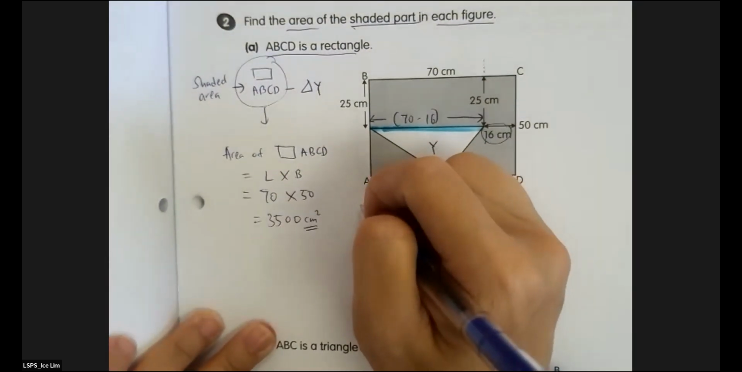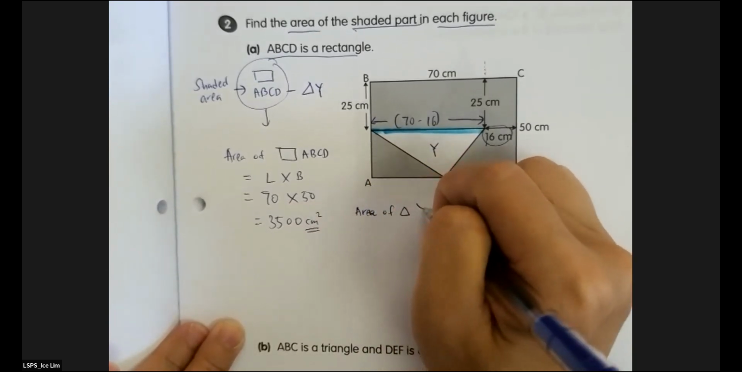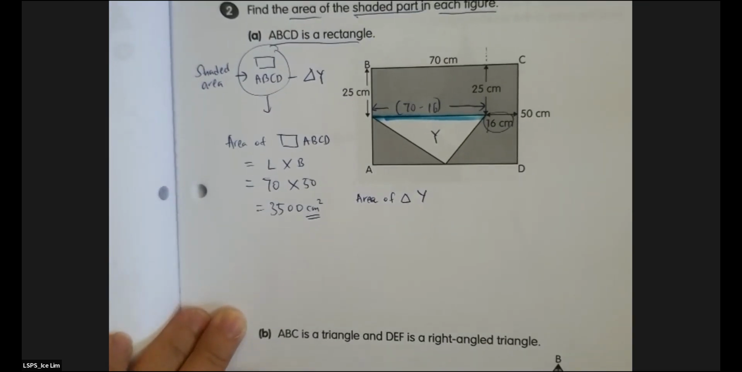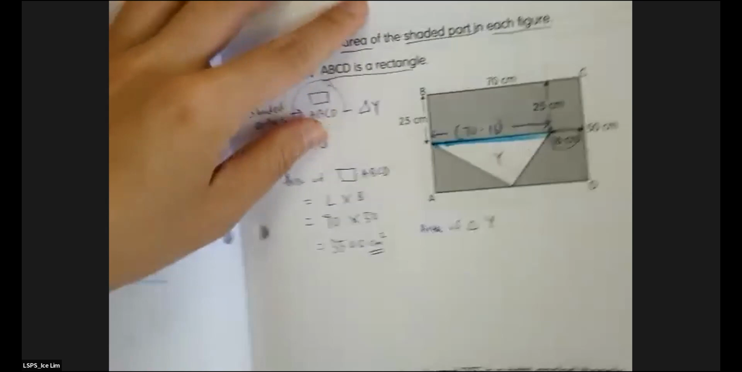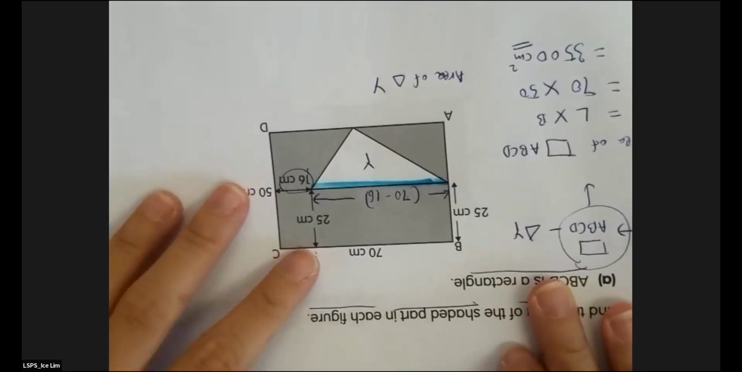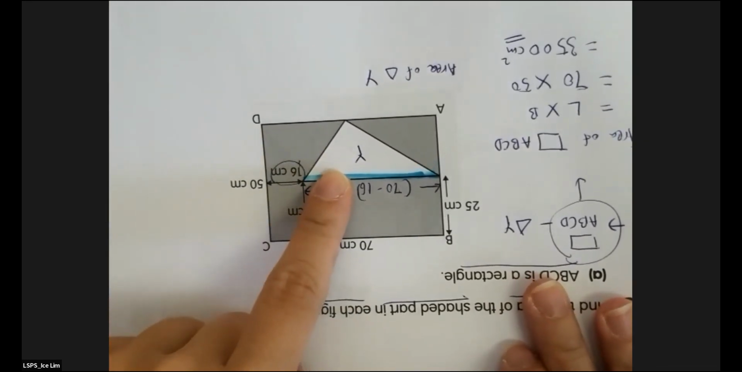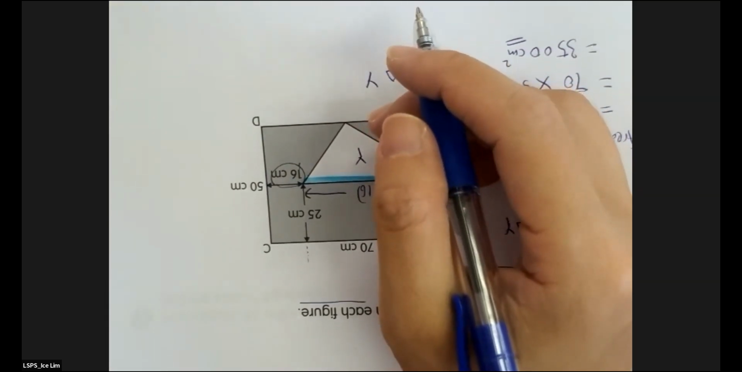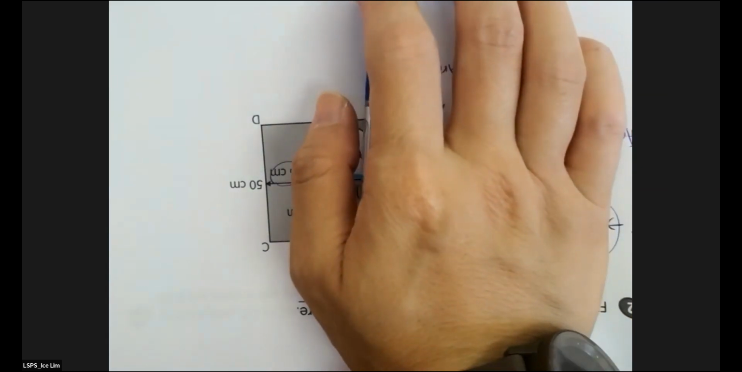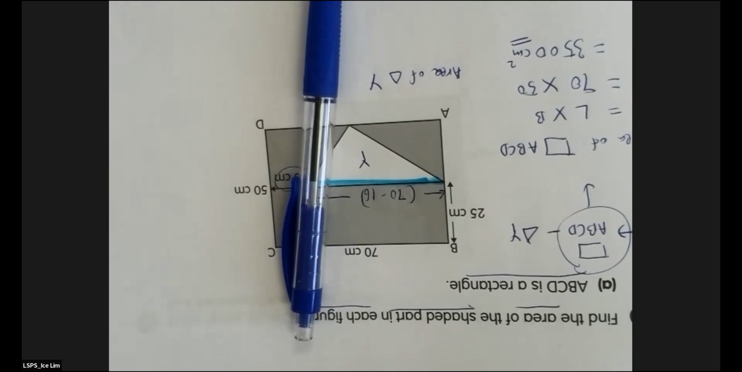So I look at the triangle, area of triangle Y. Cannot understand? I turn it around. Can you see the triangle now? Upright. Can you see how I can draw the height? I can take my set square or my ruler to help me.